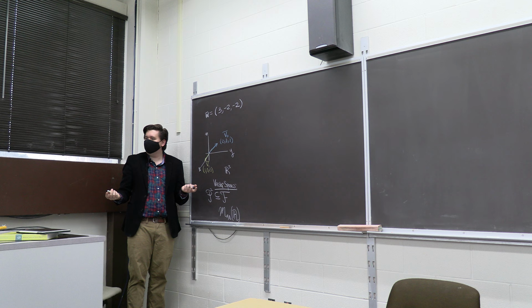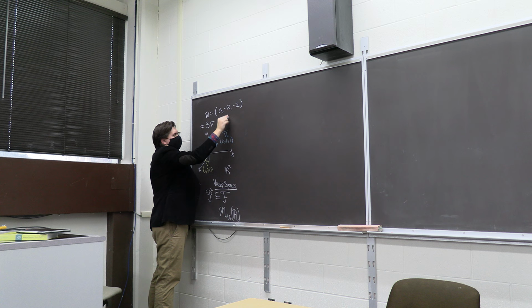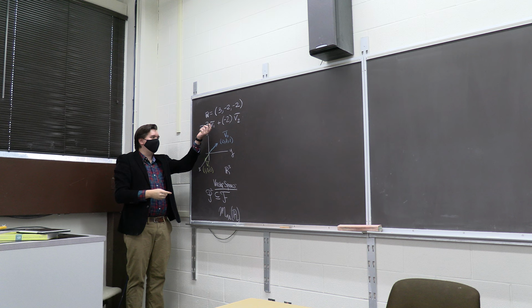Yeah, how do we get it? Well, it's just going to be 3 copies of V1 plus, well, negative 2 copies, so minus 2 copies of V2, right? So some vectors are linear combinations of vectors.